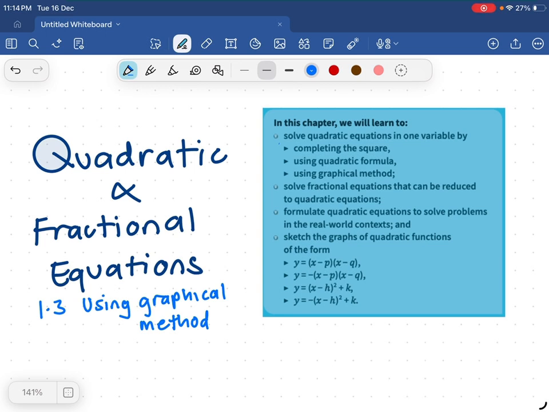Today, we'll be continuing how to solve quadratic equations in one variable by using the graphical method. Without further ado, let's begin.